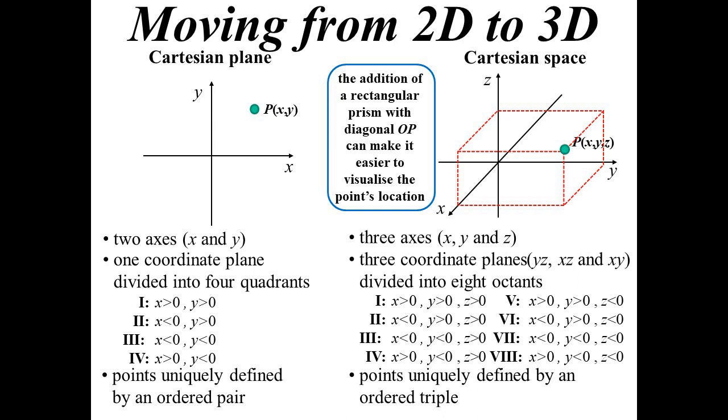Now when we deal with 3 dimensions, it's really hard to visualize it because we're using a flat piece of paper, which is in 2 dimensions, to represent a 3-dimensional thing. So sometimes we find it easier to actually draw in this rectangular prism, and it gives some sense of where that point is in the space. So often you'll see them do that to give you some sort of idea. And OP, the diagonal of that prism, well, we'll come and see it in a sec, but it'll be the vector.